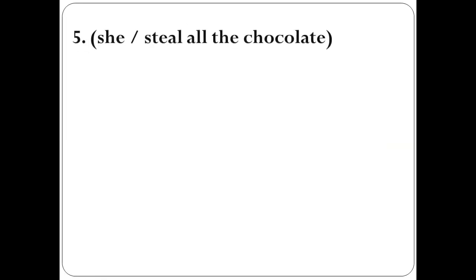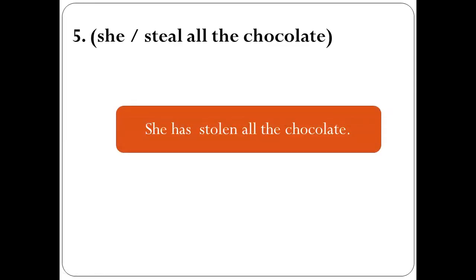Next, number 5. She steal all the chocolate. Can you make a sentence? But first, you have to know what is the past participle of steal. Okay, let me see if you got it right. She has stolen all the chocolate. She has, singular, and then the past participle of steal is stolen.